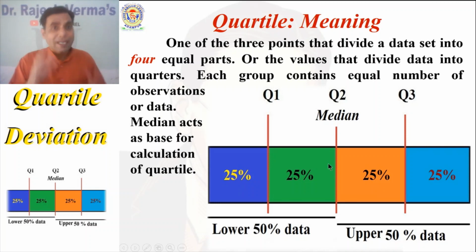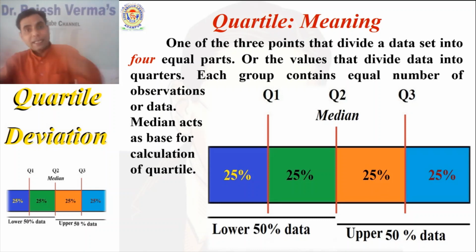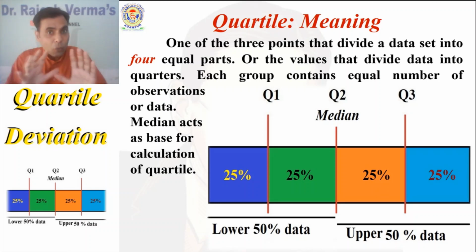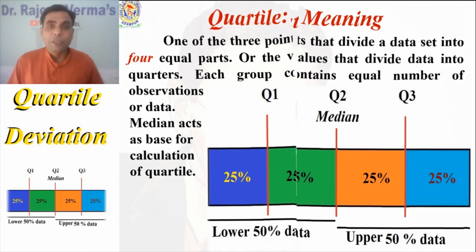Quartile 2 acts as the median of the data. This means the lower side contains 50% of the data, and the upper side also contains 50% of the data. Quartile 1 is the median of the lower 50% of the data, whereas quartile 3 is the median of the upper 50% of the data. So this is all about the meaning of the quartile.